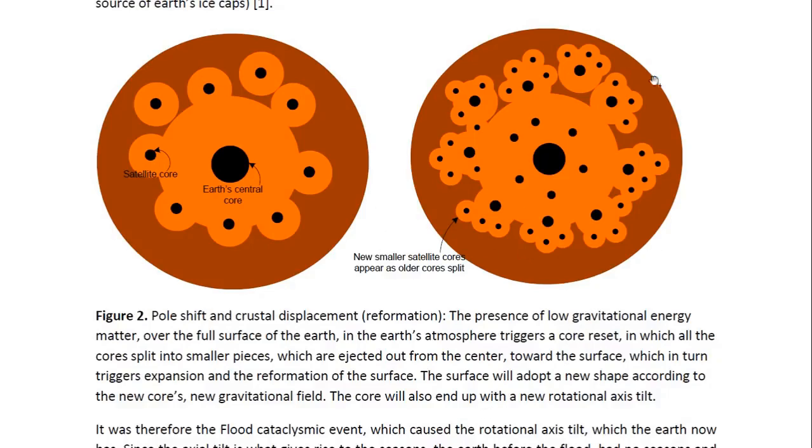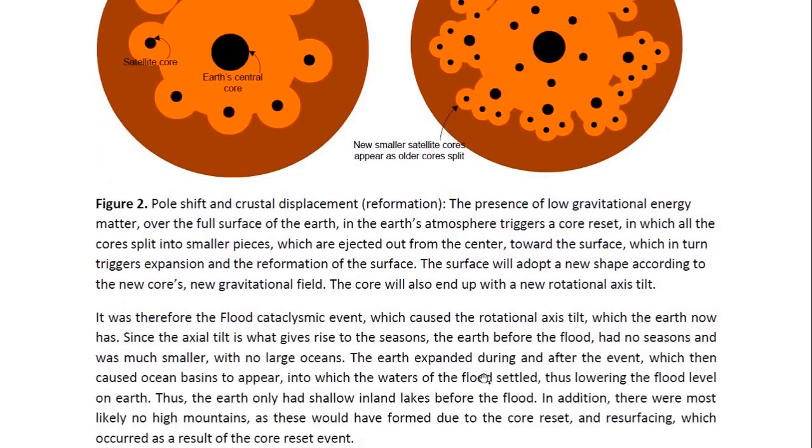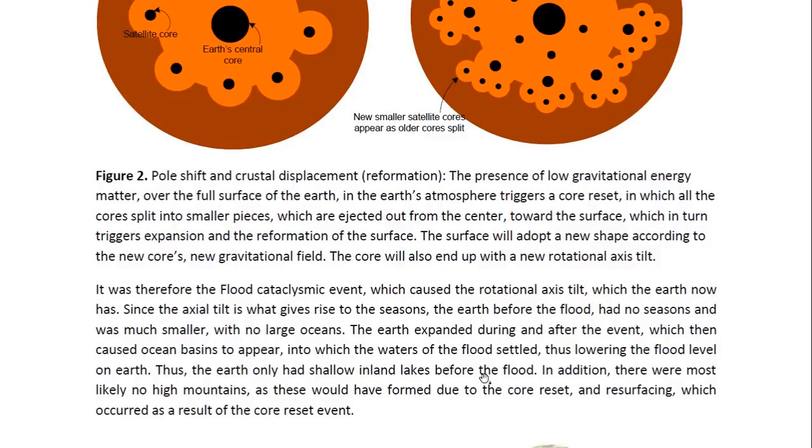So what happens is then the gravitational field of the planet changes, and that changes the surface of the planet. It causes a reformation of the surface. So where there were no mountains, mountains appear. Where there may have been a mountain, you may get an indentation in the surface of the planet instead, because the field's changing. It was therefore the flood cataclysmic event which caused the rotational axis tilt which the Earth now has.